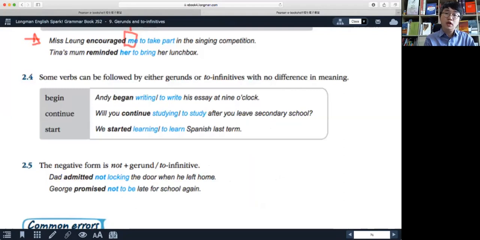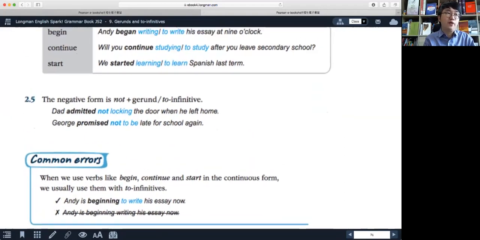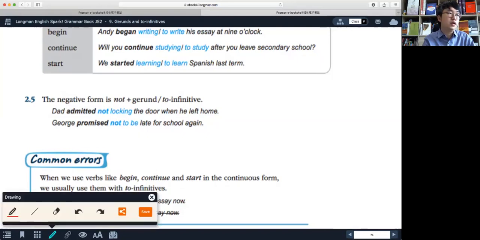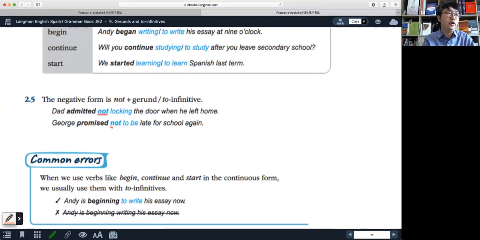All right, so if you want to form the negative form, it's easy. You put not before the to infinitive or the gerund, that is, before the verb plus ing or the to. Like here, he admitted not knocking the door when he left home. Or we have an example here: George promised not to be late for school again. The not here comes before ing, and also before to.